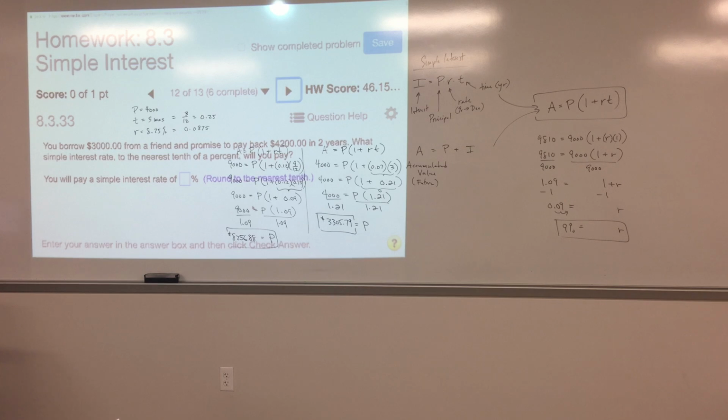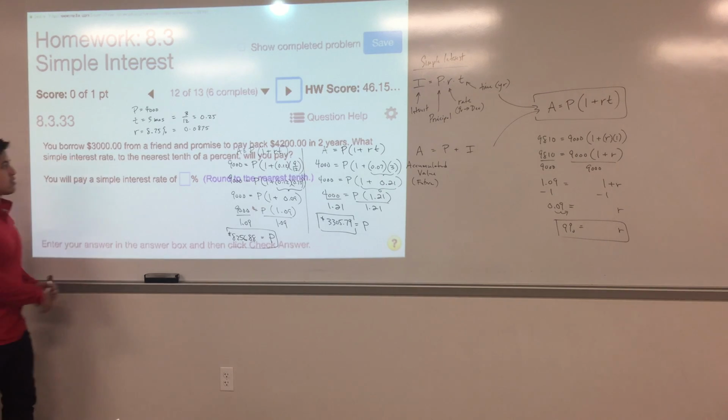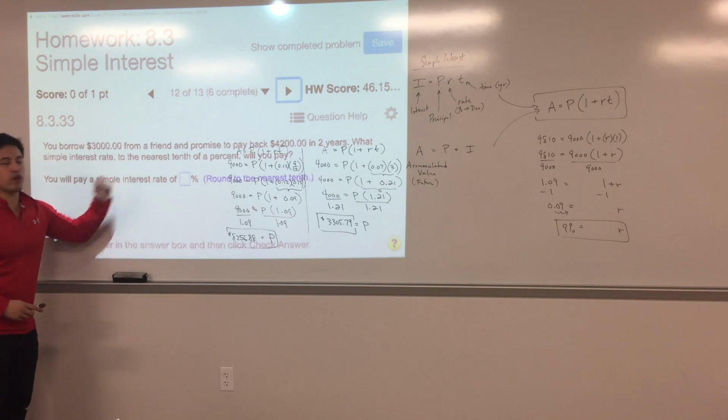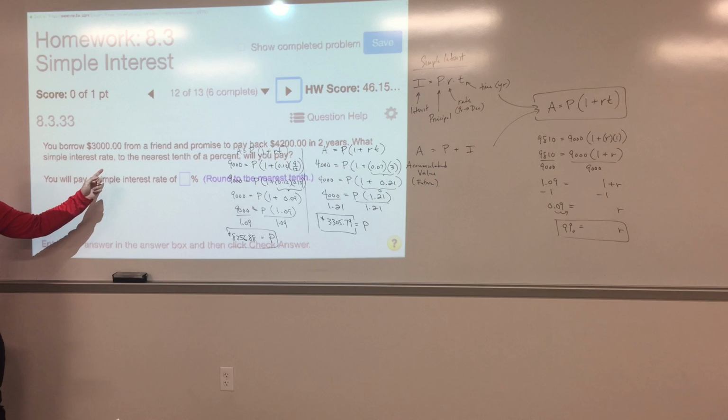If you borrow $3,000 from a friend and promise to pay back $4,200 in 2 years, what simple interest rate to the nearest tenth of a percent will you pay? Is this something we've done before? Let's go set this up. Are they asking for future value in this problem? Let's work this out.